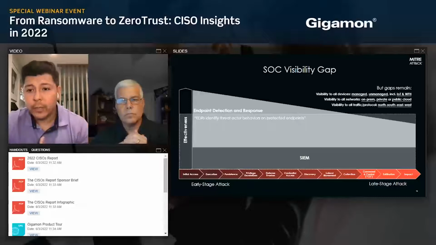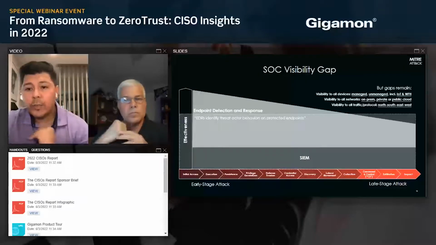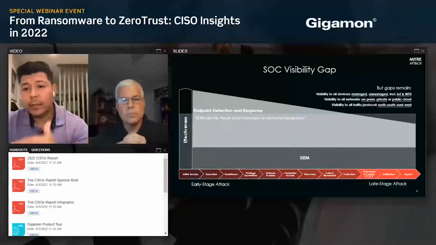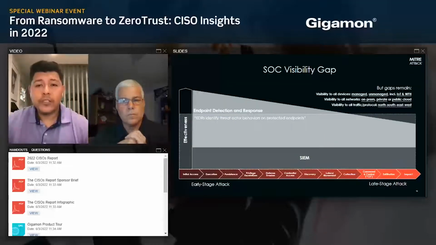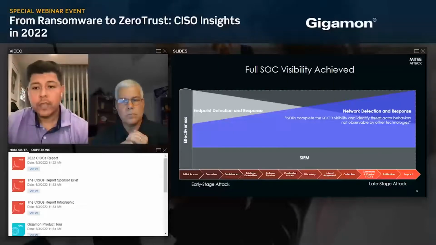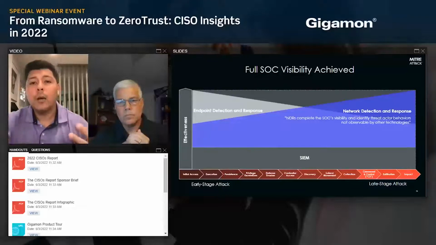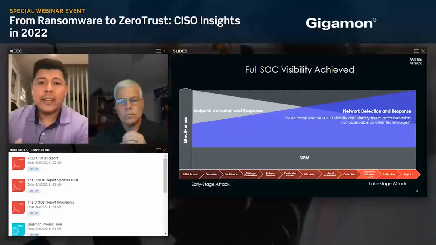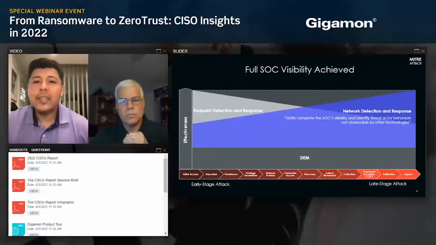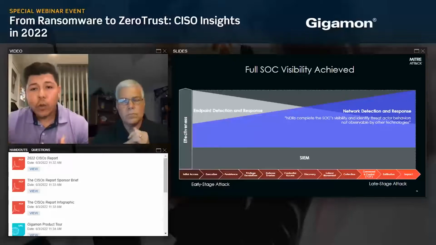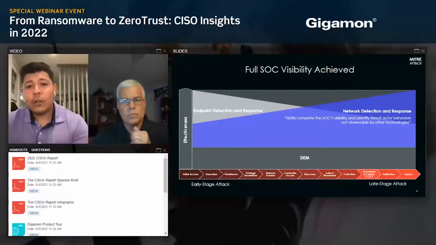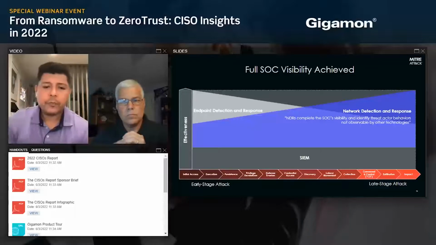We call this the SOC visibility gap. You can see there needs to be visibility into managed and unmanaged devices. You need visibility into all networks. You need visibility into all traffic, north, south, east, and west. So the organization says, great, we'll implement a network detection and response tool. And this is where Gigamon comes in. Gigamon's tool called Threat Insight is this network detection and response tool that allows you to see all of this data and really complete this security operations visibility triad, so that you can get a handle on all of this network data traversing your network.